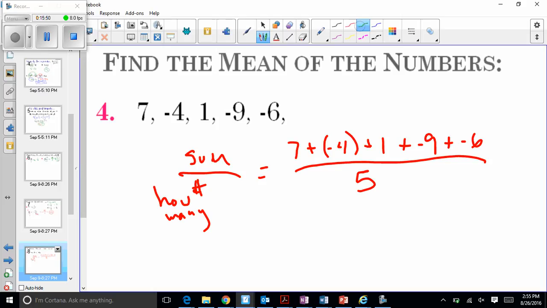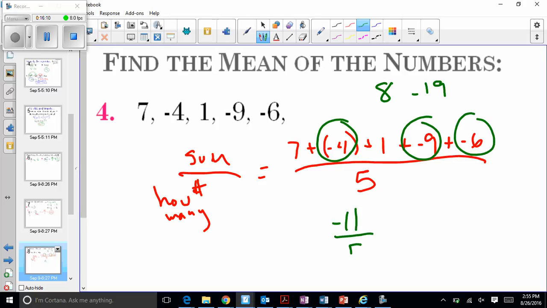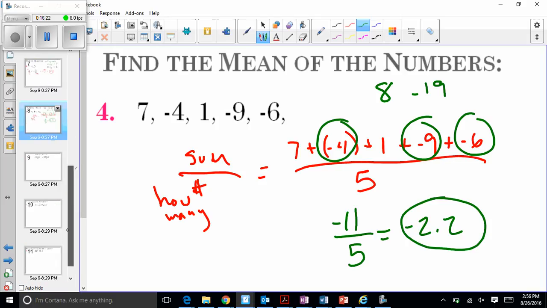I usually go through and find all my negatives. I combine those. Those make negative 15, negative 19. And then I combine my positives. That's 1 and 7, that's 8. So 8 and a negative 19 makes a negative 11. So really I've got negative 11 over 5, which is negative 2.2, or negative 2 and 1/5. That's the mean. You find the sum and divide by how many there are.